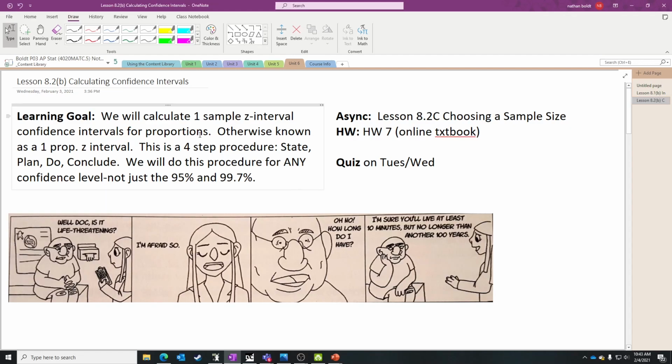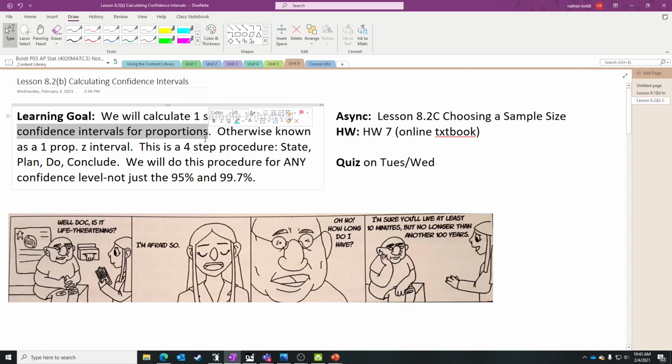So, what are we doing today? If you watch the video, you know what we're doing today. We are actually going to calculate the one sample Z interval confidence interval for proportions, otherwise known for short as the 1propZ interval. Prop stands for proportion.